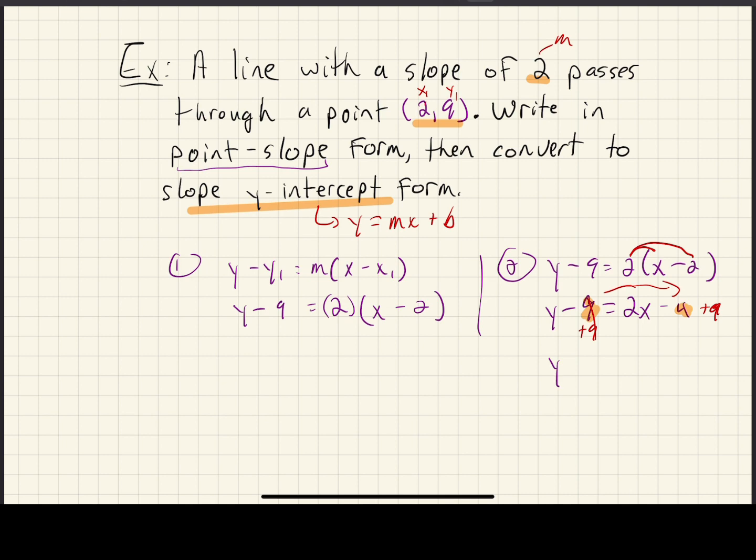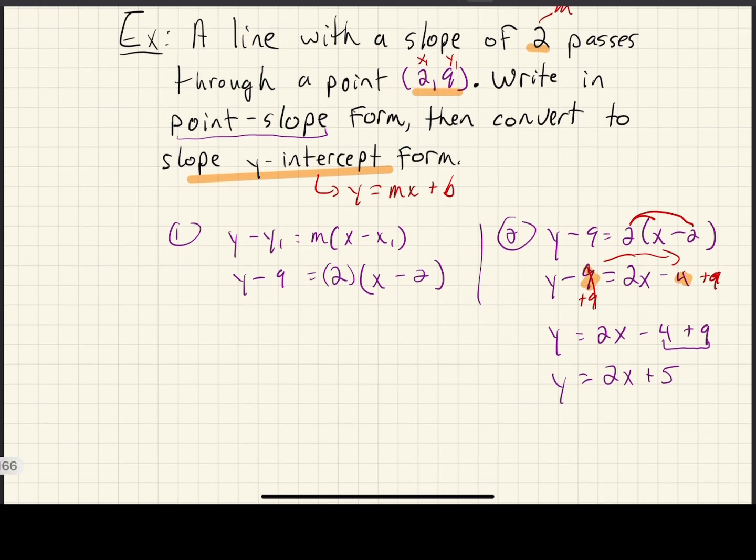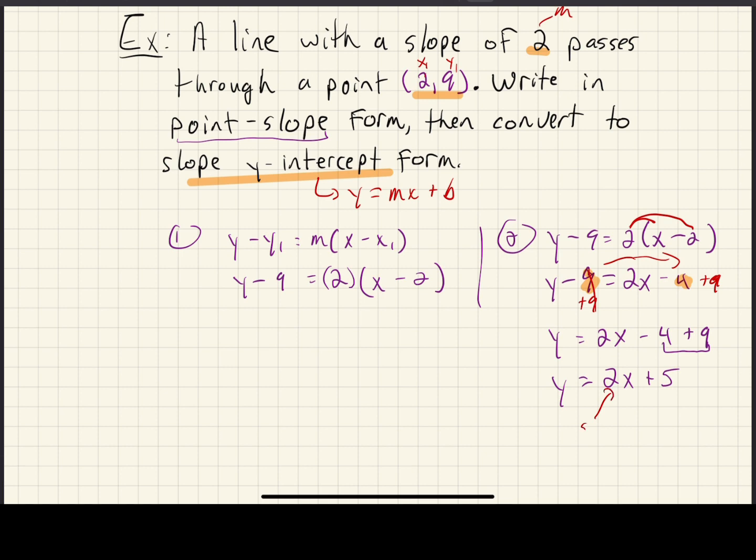So then I'm left with y equals 2x minus 4 plus 9. And then I can simplify these terms here. y is equal to 2x plus 5. And if we think about slope y-intercept form, here's the slope, your m value. And then the b, or the y-intercept, would be over here. And so it is in y is equal to mx plus b.